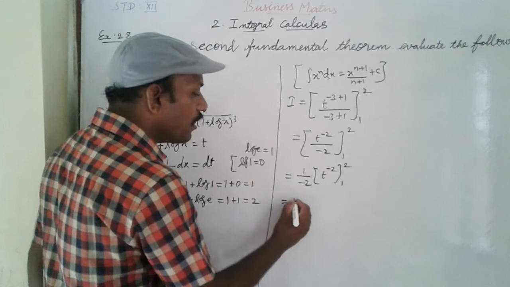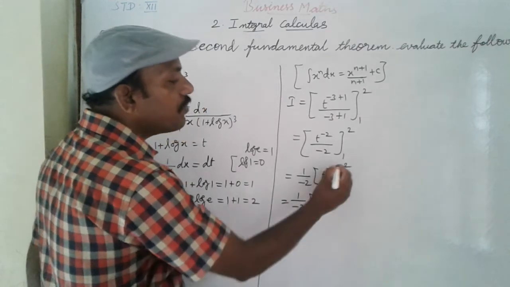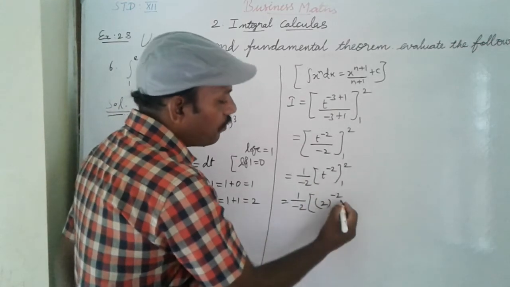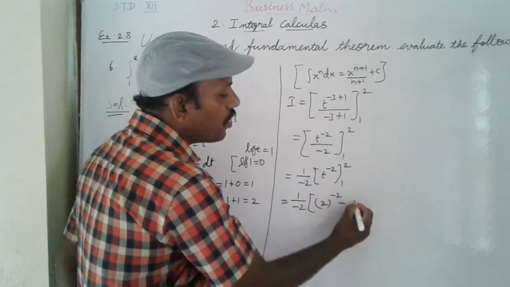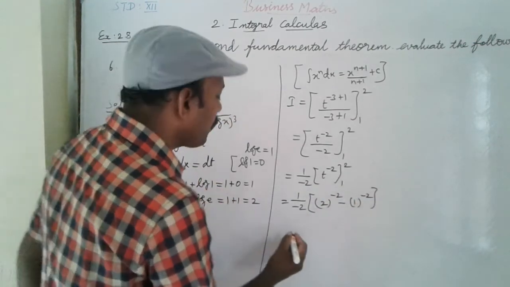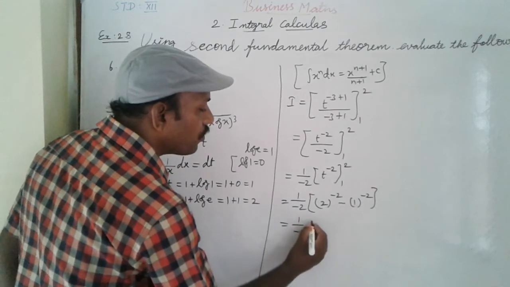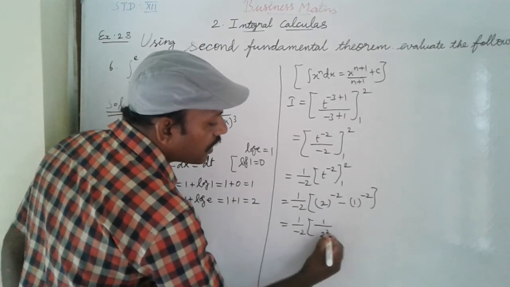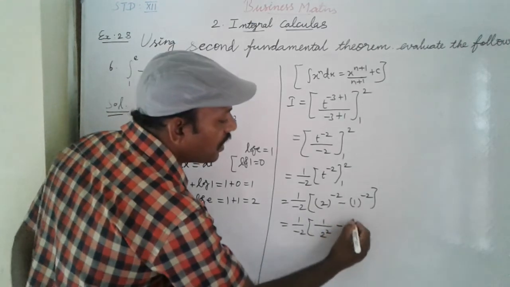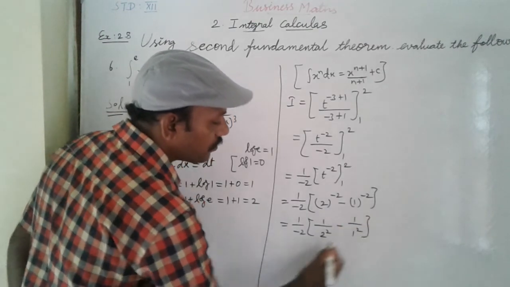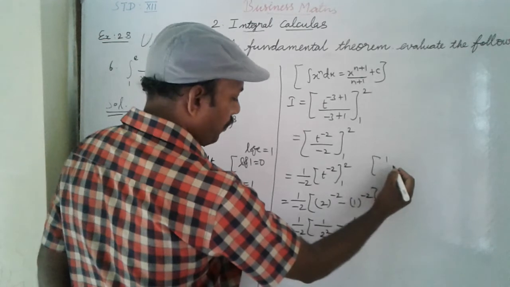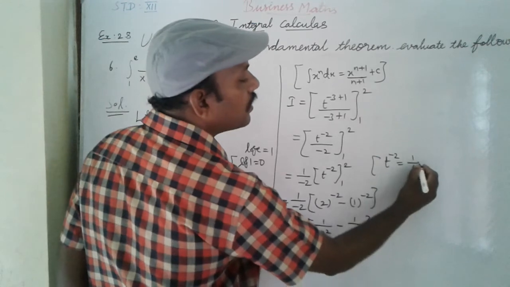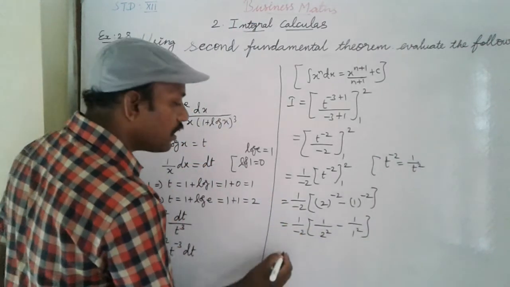Now substitute the limits. 1 divided by minus 2: for the first limit t is 2, so 2 power minus 2, minus, next, 1 power minus 2. Since the power is negative, we take it down as 1 divided by 2 square with positive power, minus 1 divided by 1 square. We know that t power minus 2 is 1 divided by t square, so the same formula we use here.